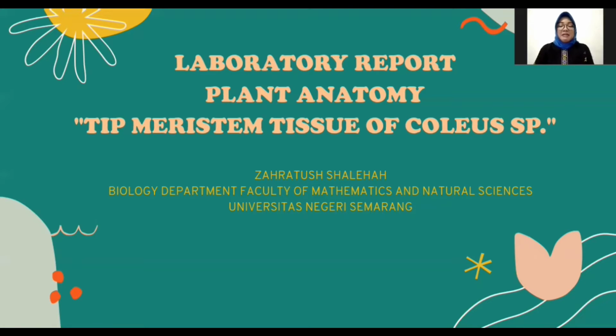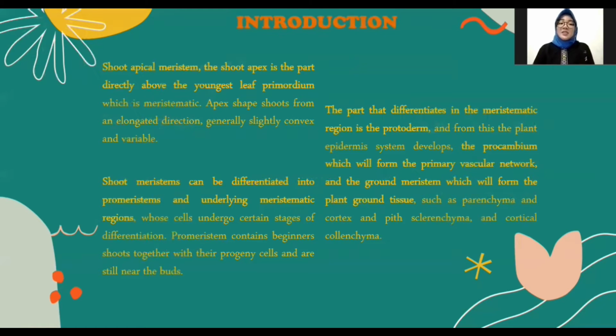At this time, I will present a laboratory report on plant anatomy with the title Shoot Meristem Tissue of Coleus sp. In this discussion, I will present it in 5 points, namely the introduction, objective, method, result and discussion, and last is the conclusion. Let's get started with the first point. This is the introduction.